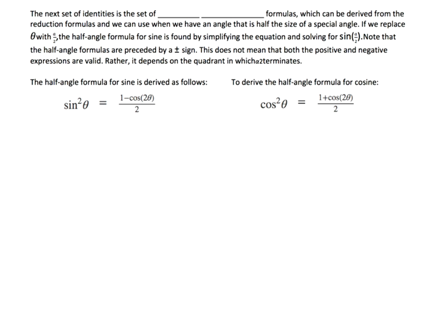So, half angle. Now, we're going to derive these first, and then I'm going to go back up to that paragraph at the top and point some things out to you.